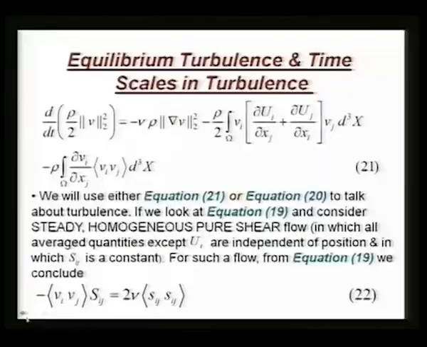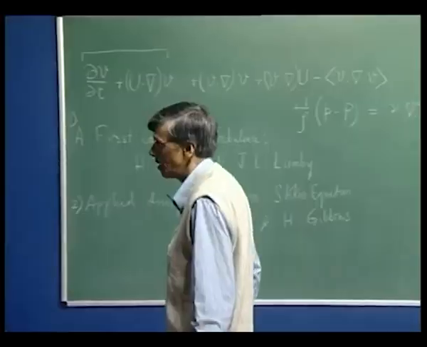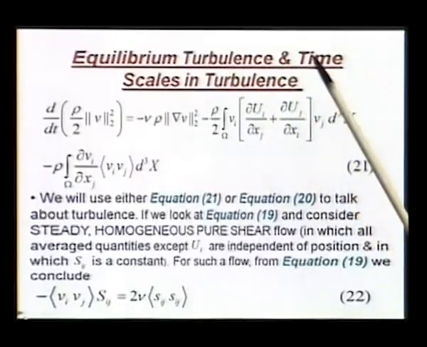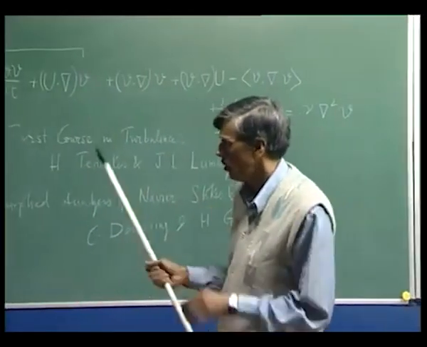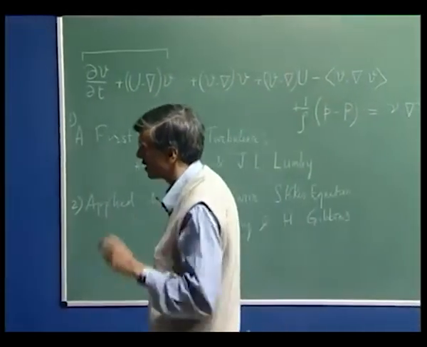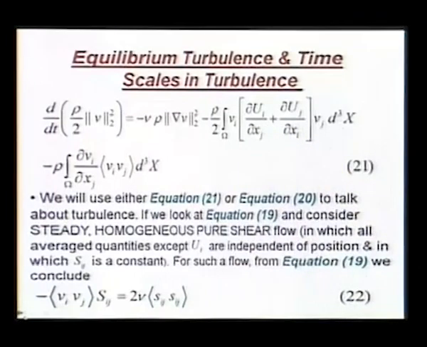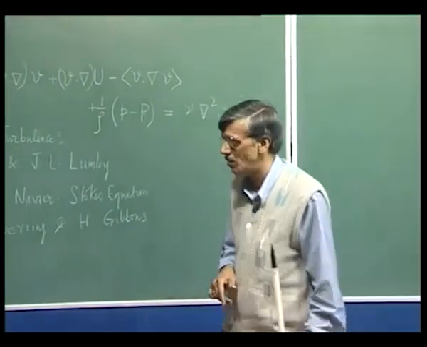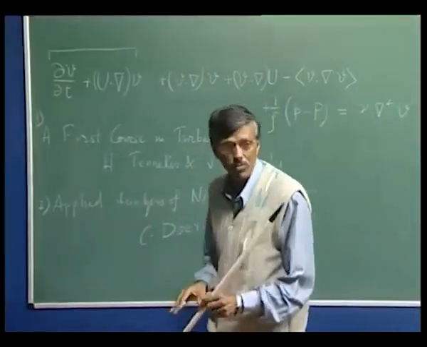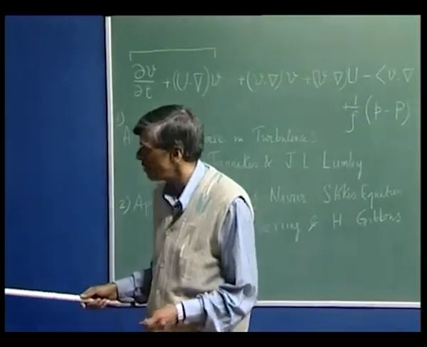So, once again let us review what we had done in the last class, looking at turbulent flows, which is in equilibrium, and what are the time scales those are involved in turbulent flows. We wanted to estimate by looking at this equation that we called as the turbulence energy budget, which actually looks at the energy associated with the fluctuating component of the velocity.